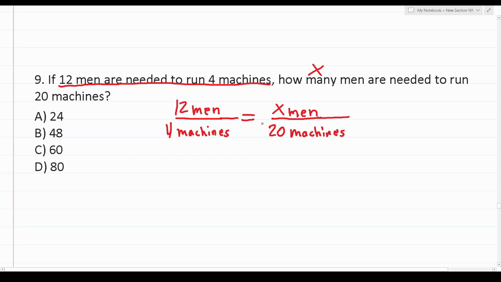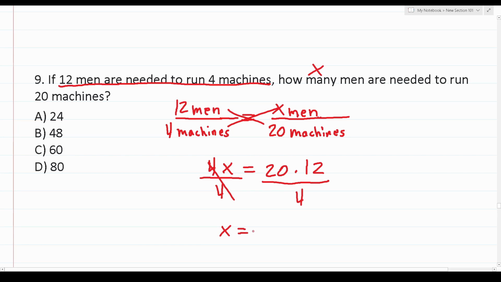Now that we set up this proportion correctly, all we have to do is cross multiplication. So I'm going to do 4 times x, which is 4x, equals 20 times 12. And at this point, we're solving for x. So we can go ahead and divide both sides by 4. This crosses out here, leaving you with just x.